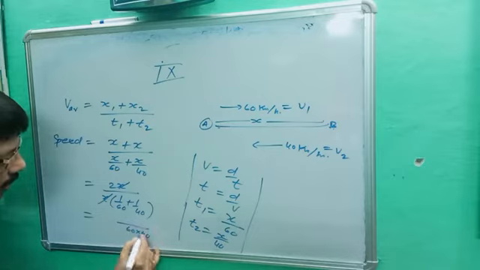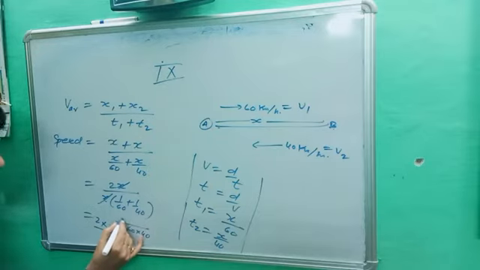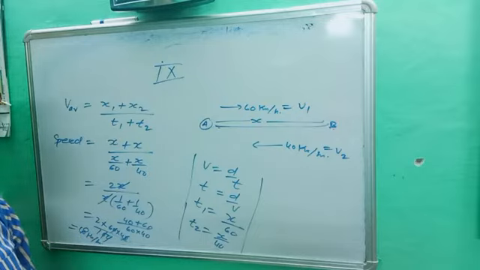LCM will be 60 into 40. So we get 2 into 60 into 40 divided by 40 plus 60. You will get 100. Zeros will cancel out, and we will get 48 km per hour. So this is the speed.